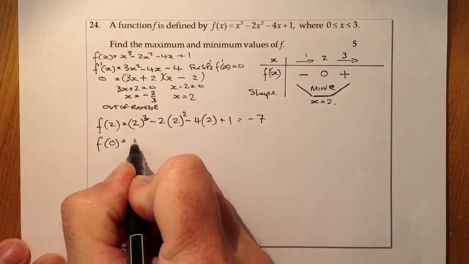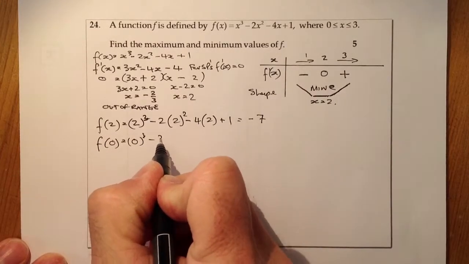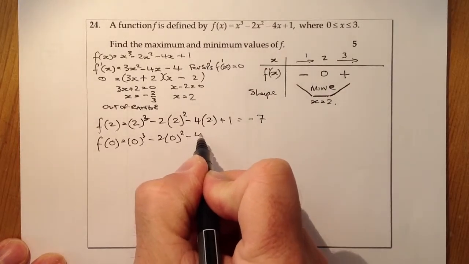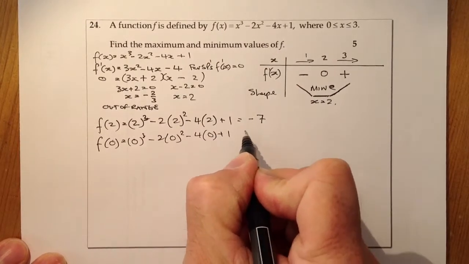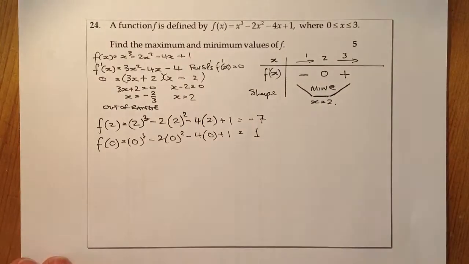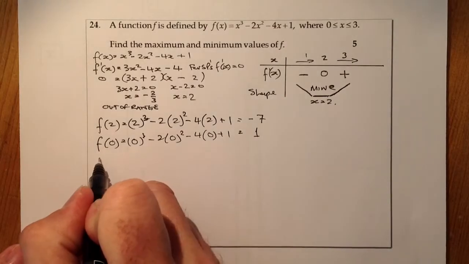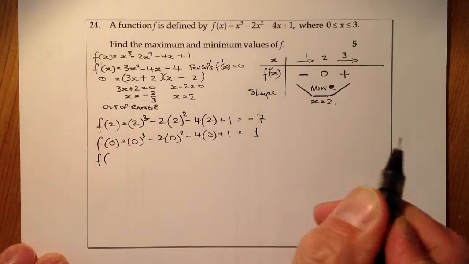So we'll try a 0 in here. So it'll be 0 cubed minus 2 times 0 squared, minus 4 times 0 plus 1, and that's just going to work out to be 1 from there. And let's do the other end of the range.